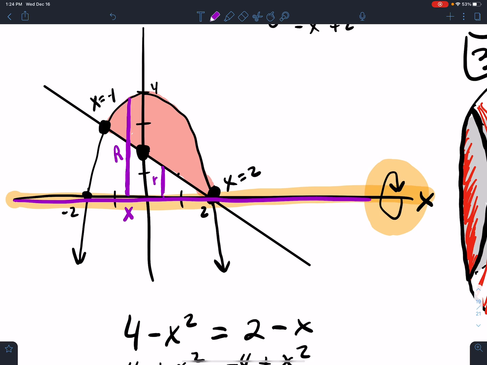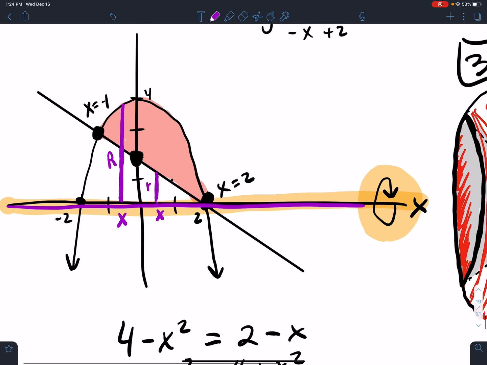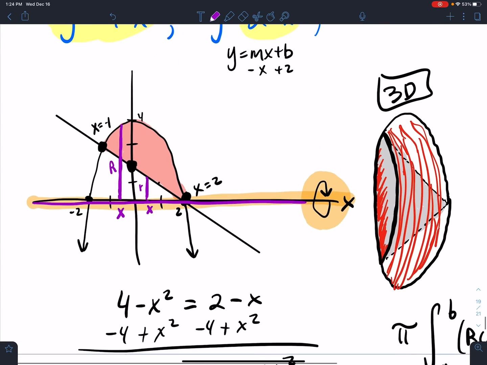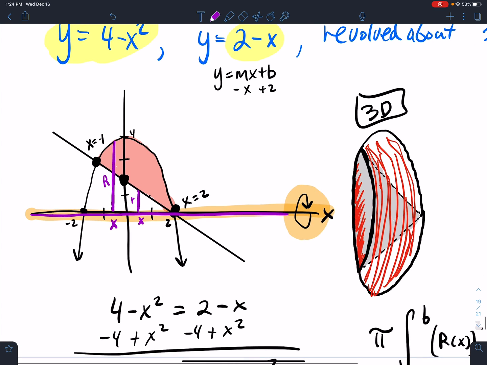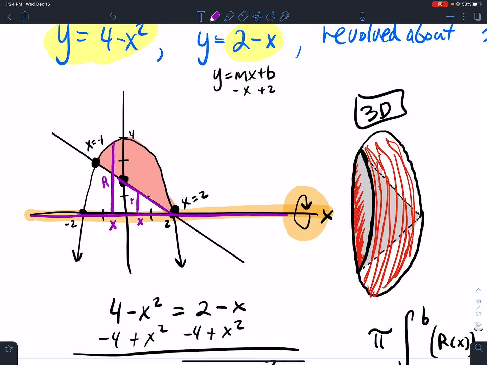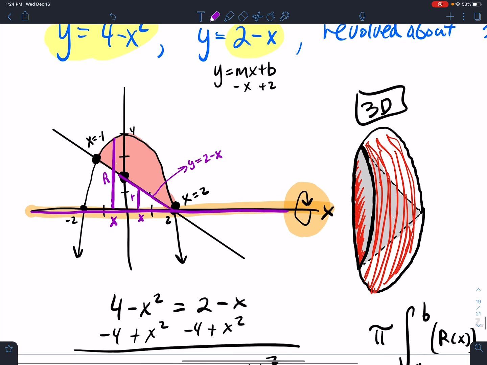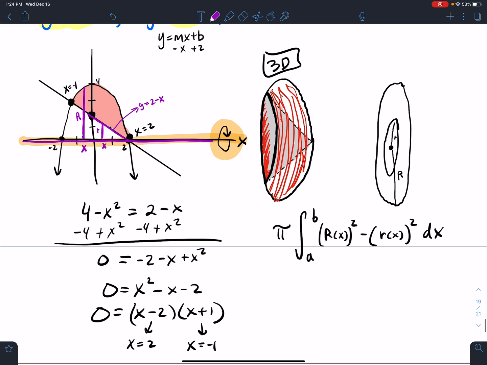So remember, these are arbitrary x values that we're plugging in, right? So really all we need is the equation. So that distance from here to this little radius, for arbitrary x, what is it? It's y equals 2 minus x, right? So the little radius is 2 minus x. Okay, that was easy.